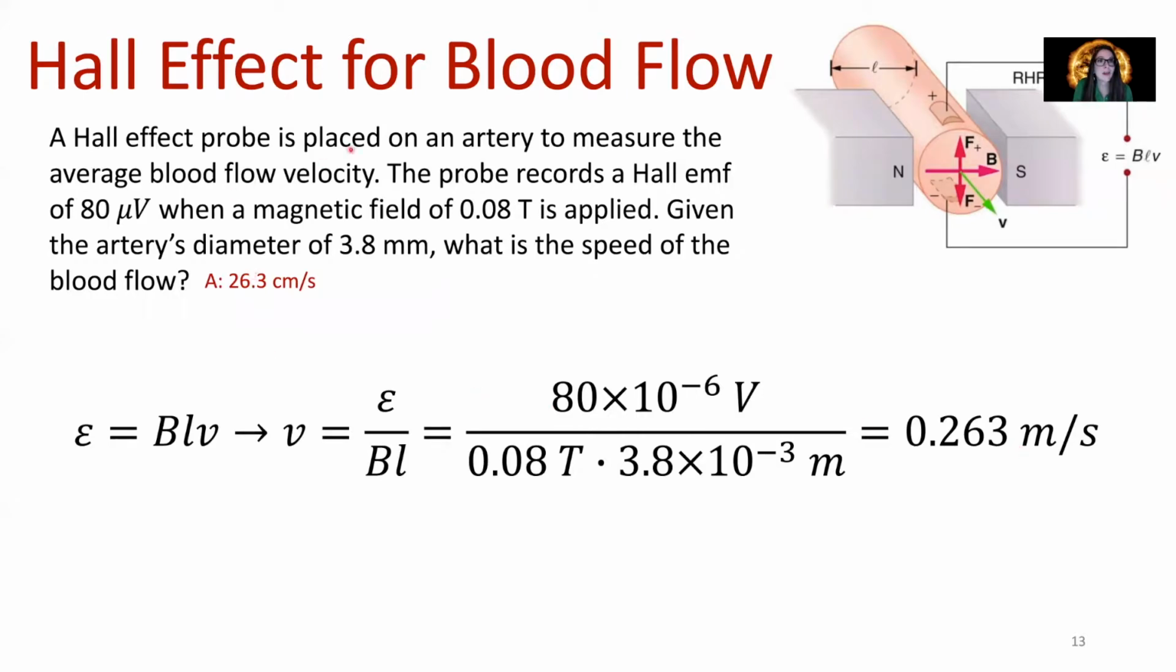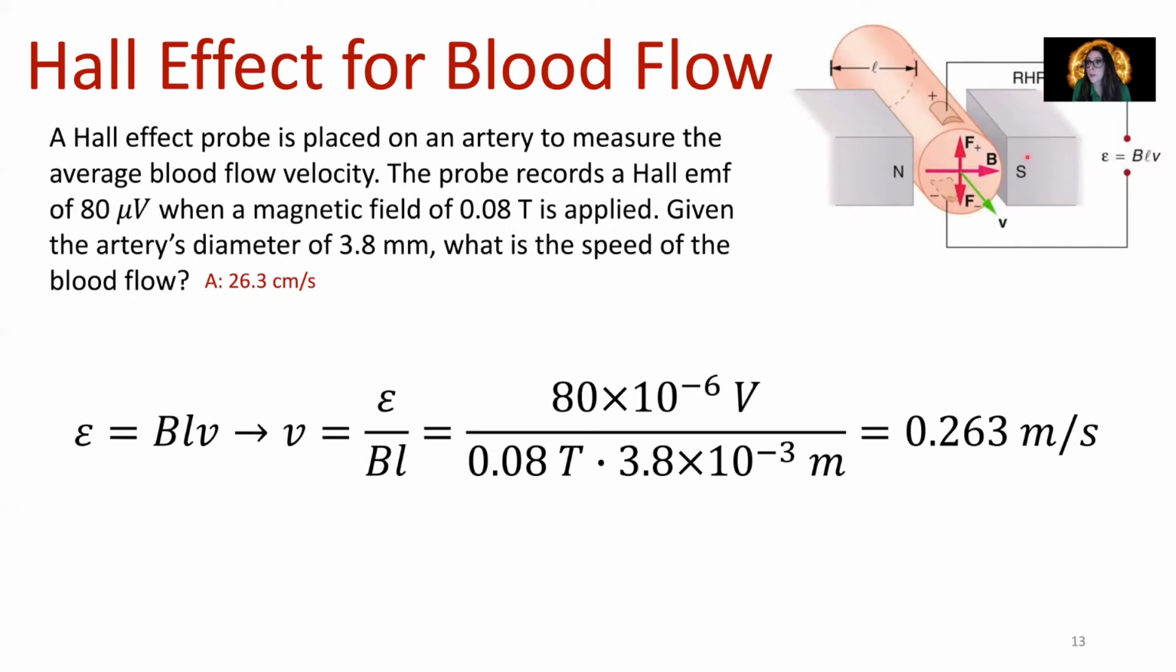A Hall effect probe is placed on an artery to measure the average blood flow velocity. The probe records a Hall EMF of 80 microvolts when a magnetic field of 0.08 Tesla is applied. Given the artery's diameter of 3.8 millimeters, what is the speed of the blood flow? Right, so here, we can imagine this is our artery, and it's got some width, L, of 3.8 millimeters. And we're applying a magnetic field across that artery of 0.08 Tesla.